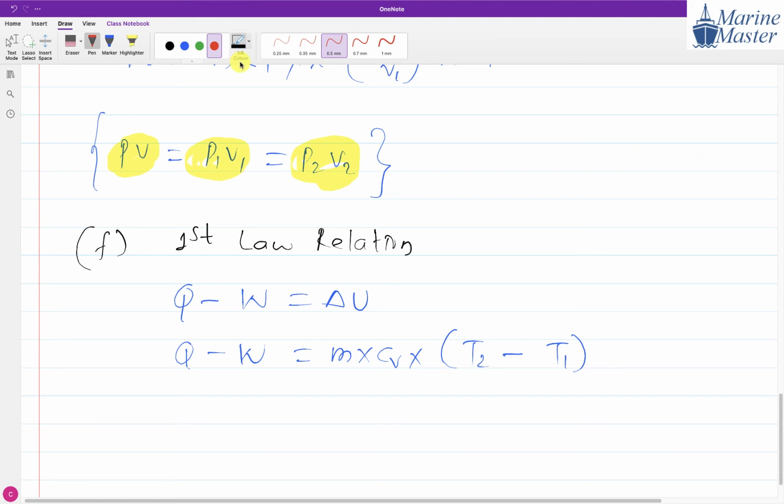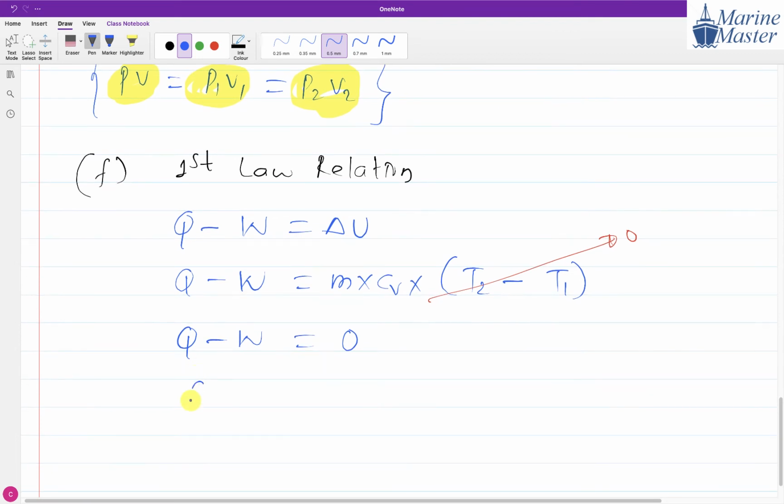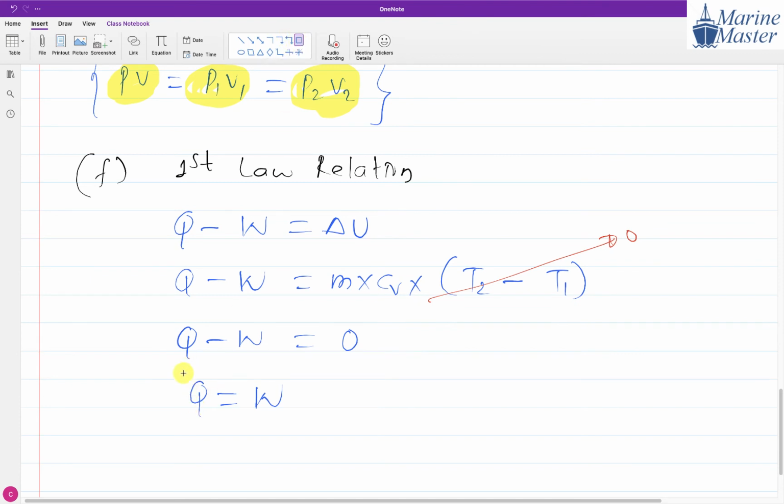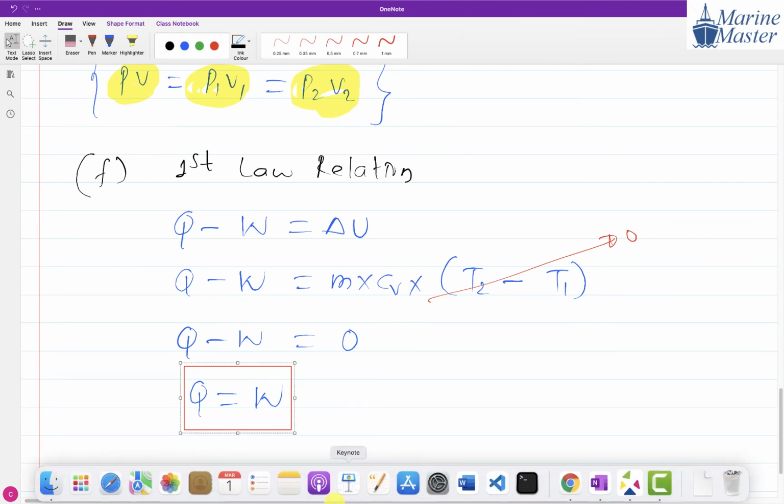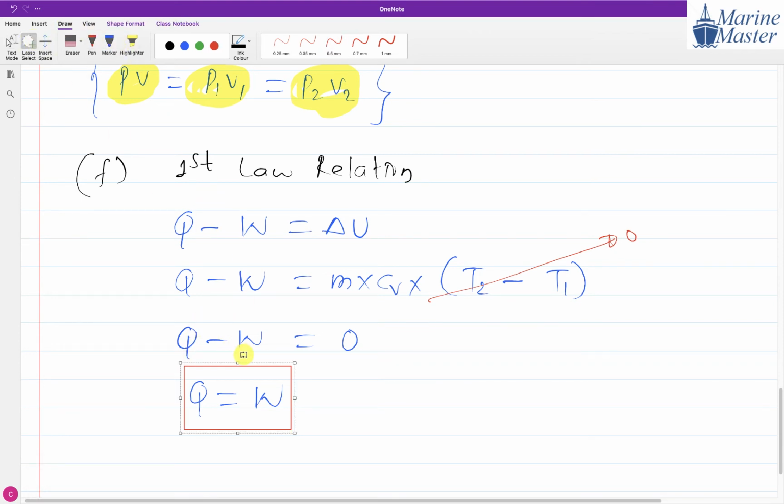0. So this term will become 0, as T2 minus T1 is 0. So Q minus W is equal to 0, and Q will become W. So for an isothermal process, whatever the work done, the same will be the heat transfer. That is the basic rule, and that's why temperature is remaining constant. That means whatever heat we are adding goes to the work of expansion, or whatever work input we are giving goes into heat rejection, and that's why temperature remains constant here. So please write down this one.